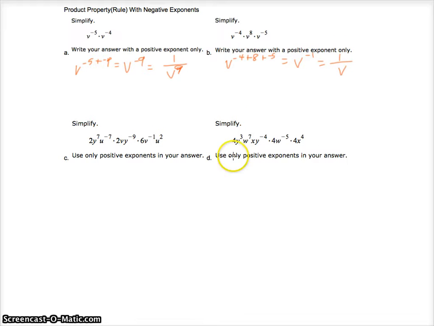Let's look at part C and D because we're going to make things more complicated. The first thing I want to do is multiply my coefficients. 2 times 2 times 6, so that's 24. Now I want to collect all my like terms, which is going to be y to the negative 7, y to the negative 9. It's going to be y to the positive 7. So 7 plus negative 9, u to the negative 7, and u squared.